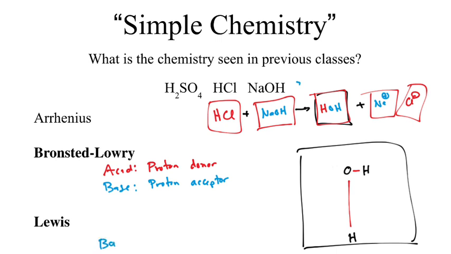So our base, when we shift to thinking about electrons, is doing what? Accepting electrons? No, opposite. What did it do? Yeah, the opposite. The base is an electron donor.